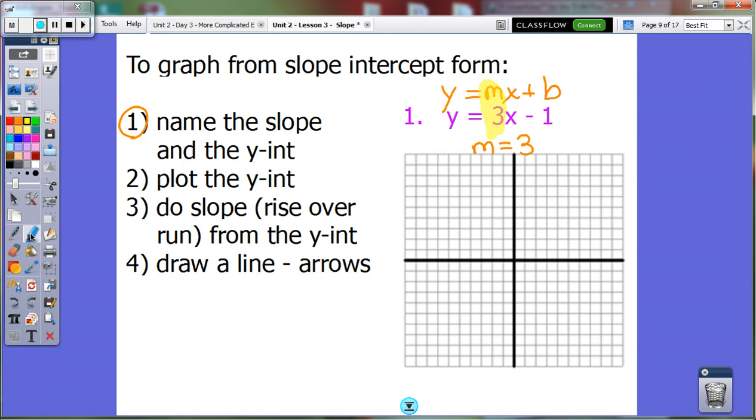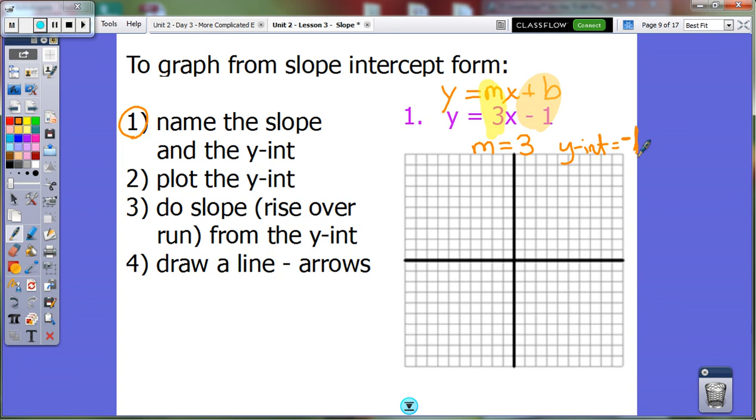The next question is going to be, what's your y-intercept? So you're going to look at the very end of the equation where the b would be, and you know the y-intercept here, is it a positive 1 or a negative 1? Yeah, that's a minus 1. So it's a negative 1. Okay, so right there we did the first step. We named the slope and the y-intercept.